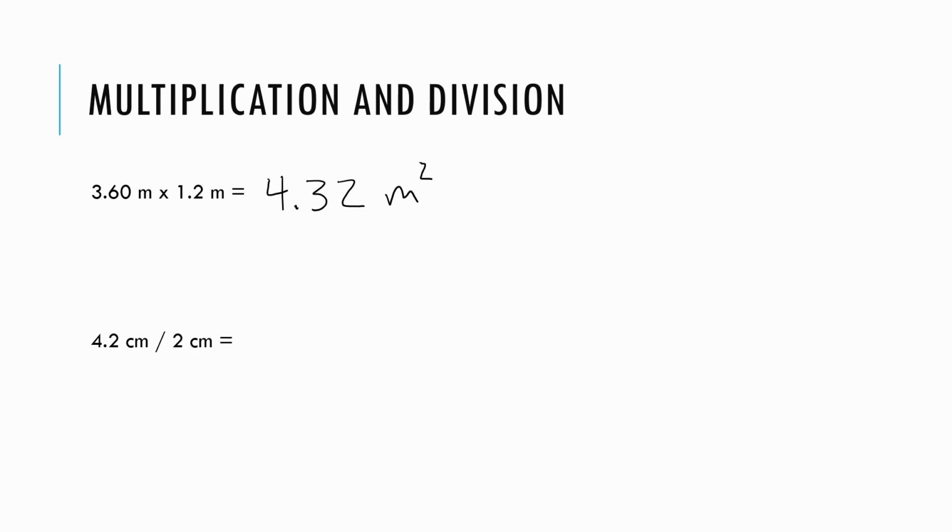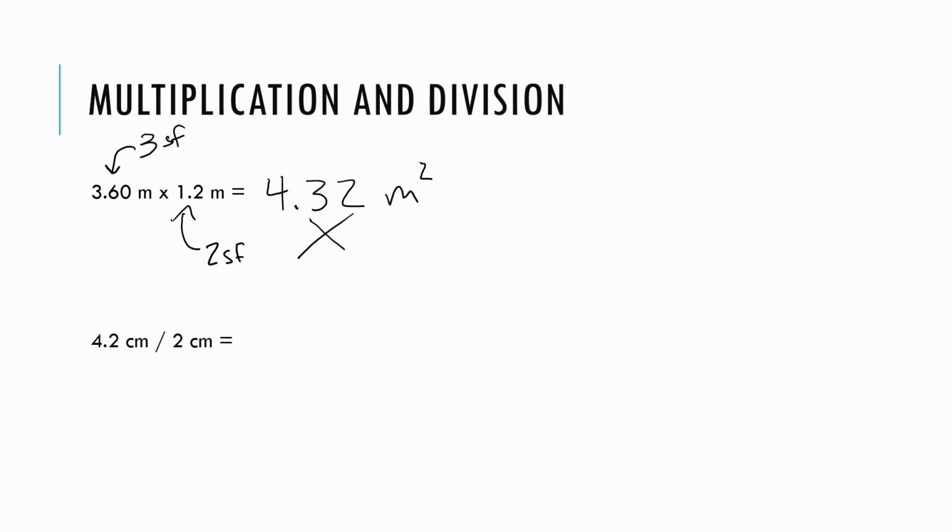But this is not quite our correct answer yet. We need to look at the number of significant figures in each measured number that we're using. In this case, the 3.60 has 3 sig figs, which I'm going to abbreviate SF just for space. Our 1.2 has 2 sig figs, the 1 and the 2.